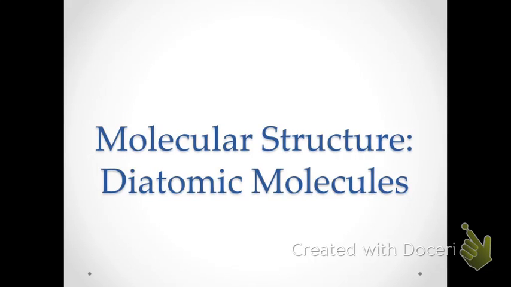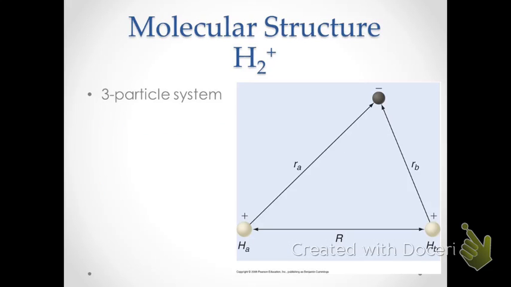In this video, we begin our discussion of molecular structure with diatomic molecules. We start with the simplest diatomic molecule, our spherical cow, H2+. This is a three-particle system which consists of two hydrogen nuclei and an electron. Now, as we noted with the multi-electron systems, any three-particle system, the Schrödinger equation is unsolvable.